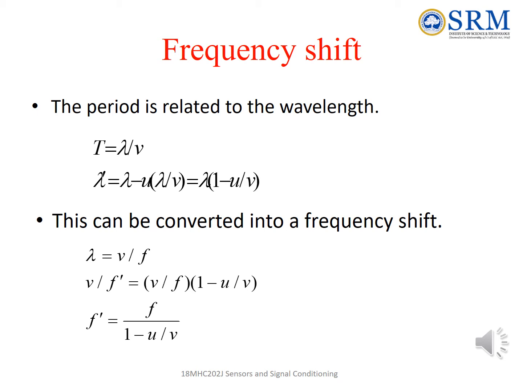So t can be written as lambda by v. On simplifying this, we will get lambda into 1 minus u by v, and this can be converted into a frequency shift. Lambda is written as v by f, and we need to find the frequency shift f dash. Here the lambda can be rewritten as v by f dash, which is equal to v by f into 1 minus u by v, just substituting the values. So f dash will be written as f by 1 minus u by v. So this is the frequency shift.